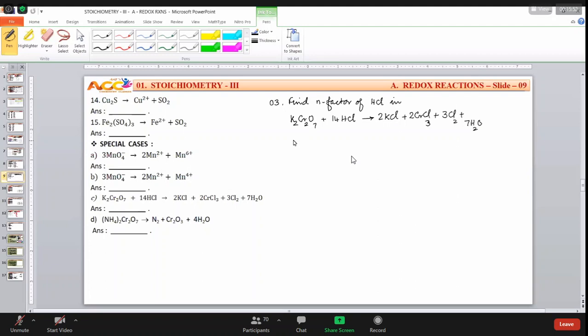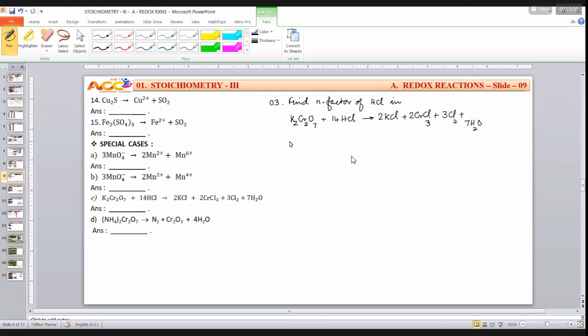Salt may be acidic salt, salt may be basic salt, salt may be reducing agent, salt may be oxidizing agent. Salt is a general name. A compound is generally called a salt wherever you have cation and anion. But that salt may have different other properties also.